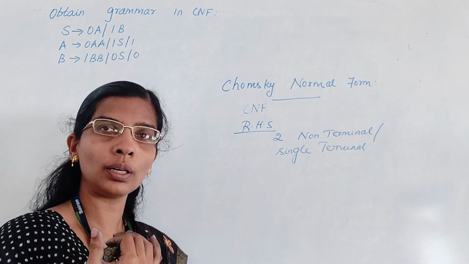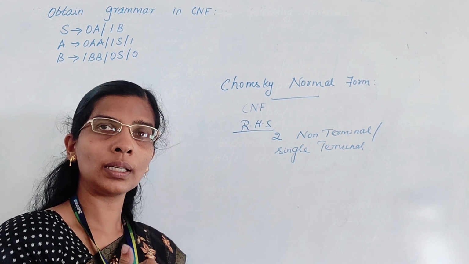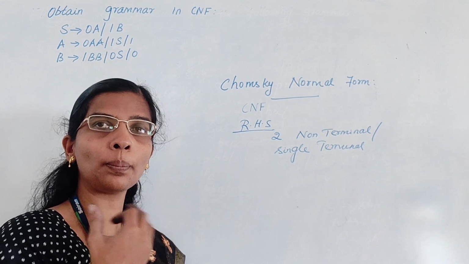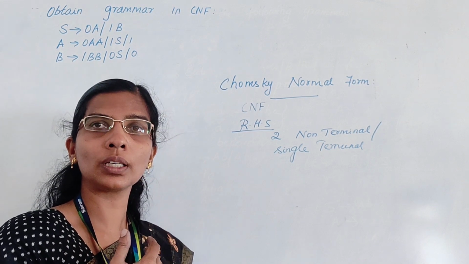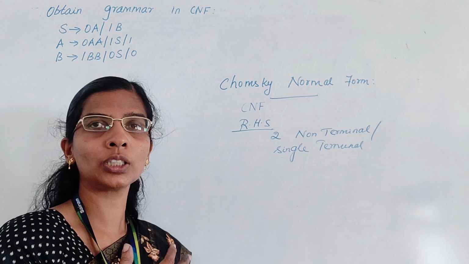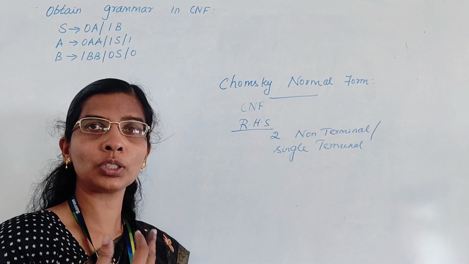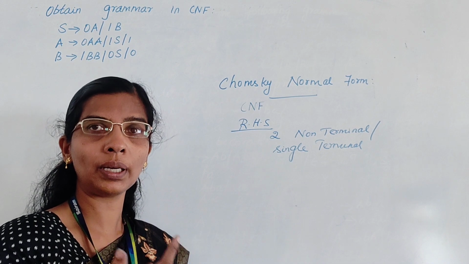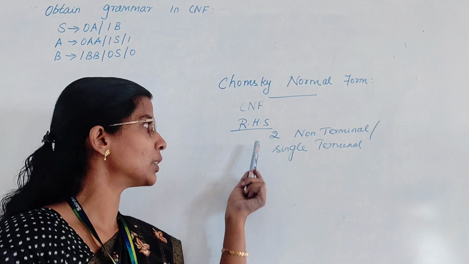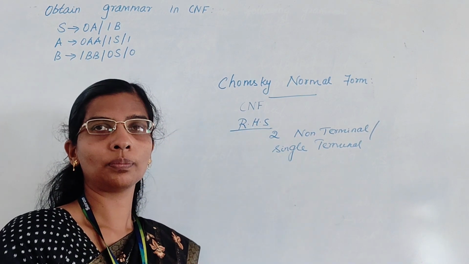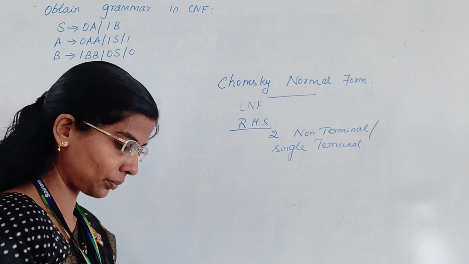Before checking whether the RHS has two non-terminals or a single terminal, you have to do some preliminary steps. If there is any left recursion, you have to eliminate it. If there is any epsilon production, you have to eliminate epsilon production. Unit productions you have to eliminate. Then you have to eliminate useless symbols. And at last, the fifth step is your normal form, CNF.